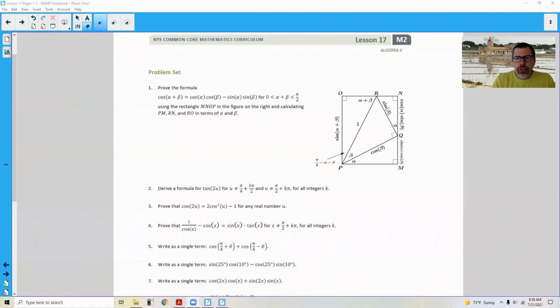Okay, page 7 brings us to the end of lesson 17. Go to your problem set.